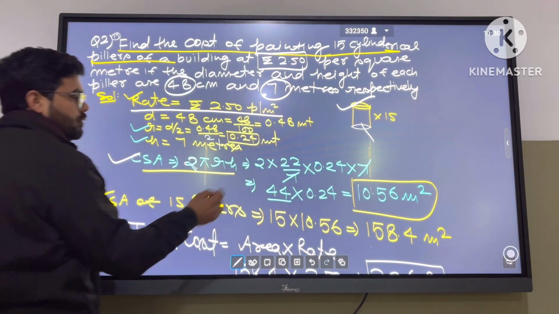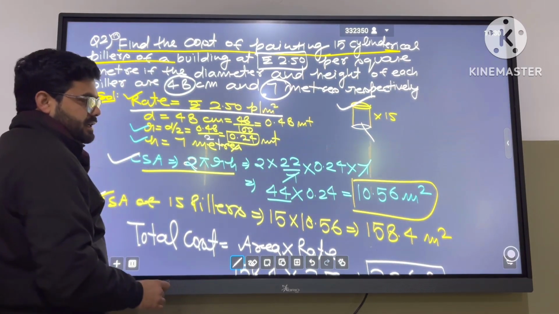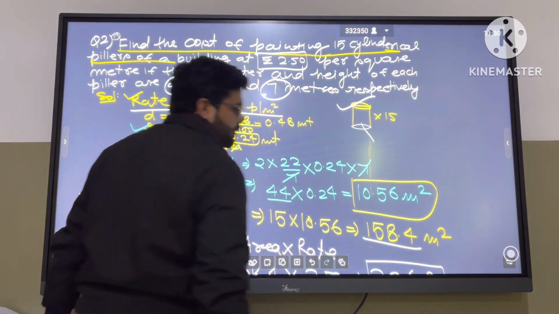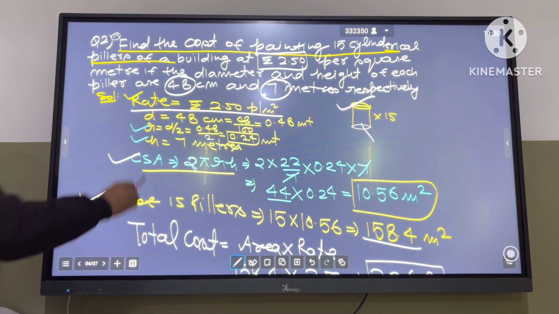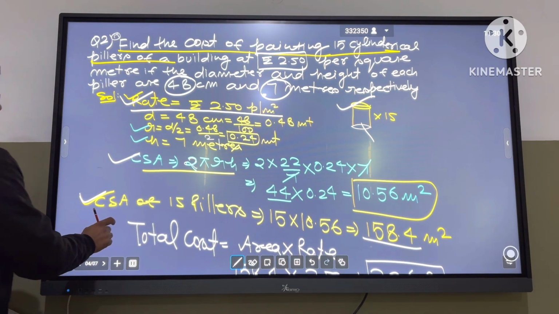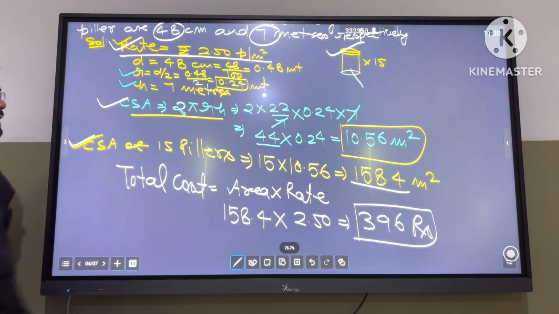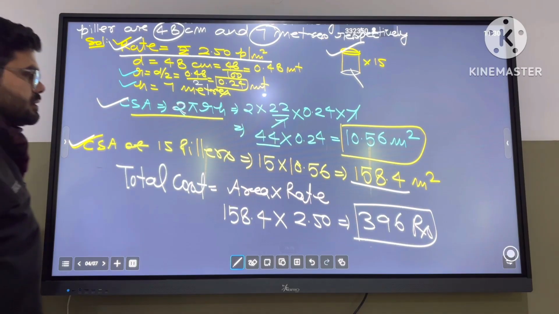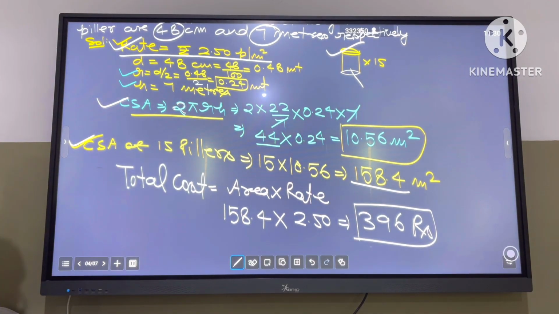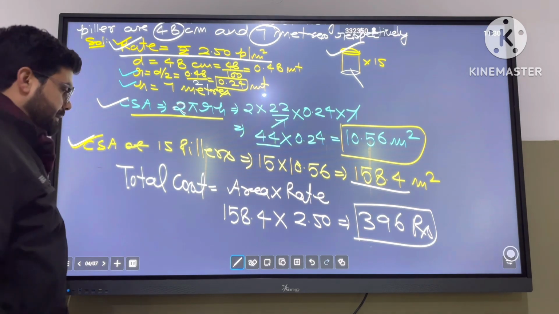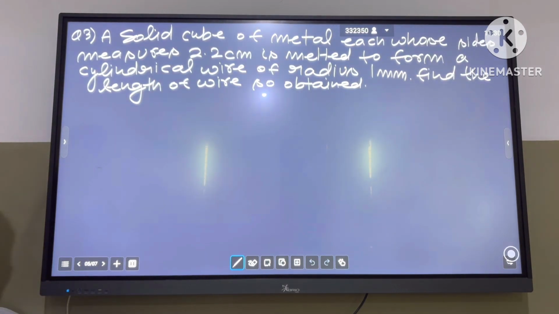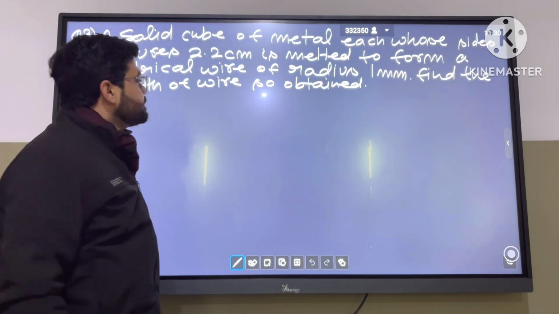So 15 into the area of one curved surface, one cylinder. The final area is 158.4 meter square. We have given rate 2.50 per meter square. To multiply rate into area, we get the answer 396 rupees. So 396 rupees is the total cost for painting 15 cylindrical pillars. Okay. Now next question. Question number 3 from exercise 20B.